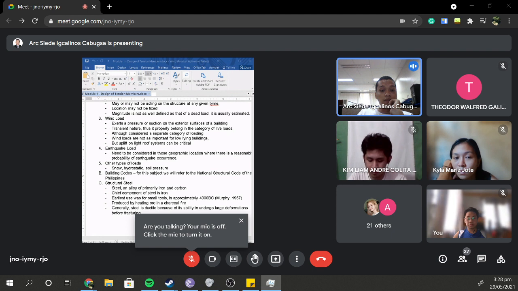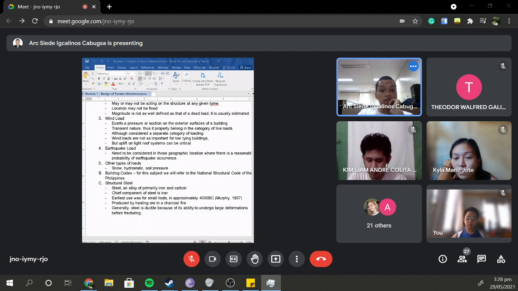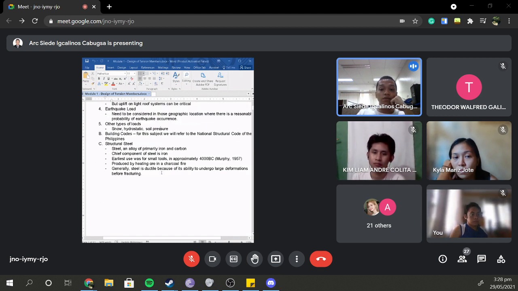The Code of Standard Practice. American Institute of Steel Construction. No? So atong NSCP, although naa tay local nga code which is NSCP, dito ra gyapon siya nakabase sa AISC, American Institute of Steel Construction. Right? Then okay. So structural steel, no? It is an alloy primarily made of iron and carbon.